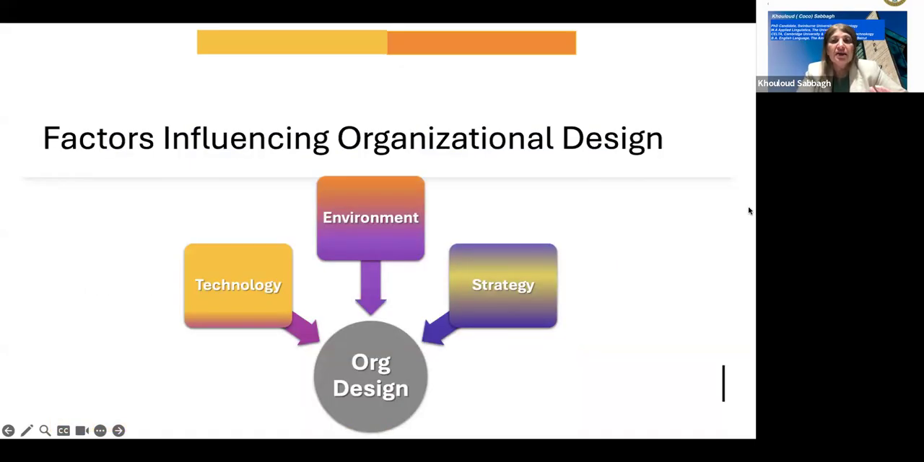So if we think about organizational design, organizational culture, these three things have a strong impact: technological impact, environmental impact, and strategic impact. These things, the strategy, the environment, and the technology, can have an effect on the organizational design and on the culture of your organization.